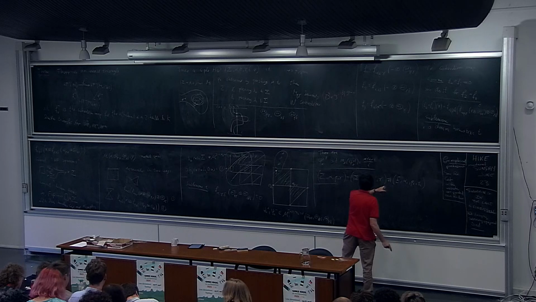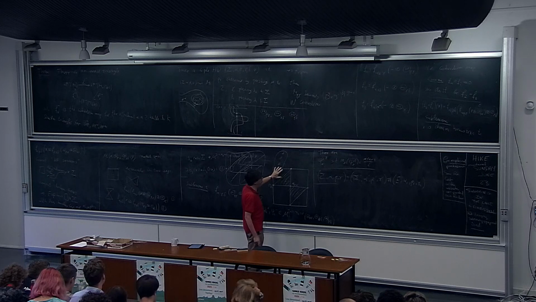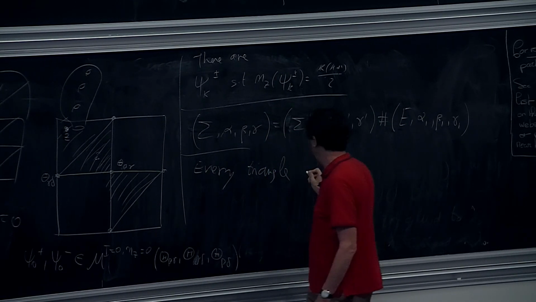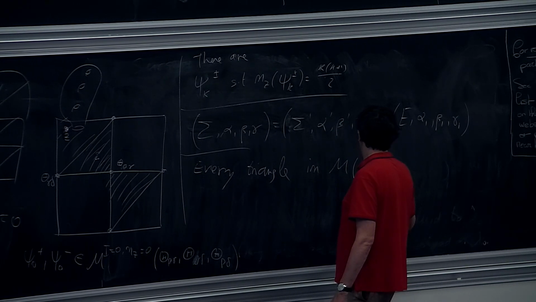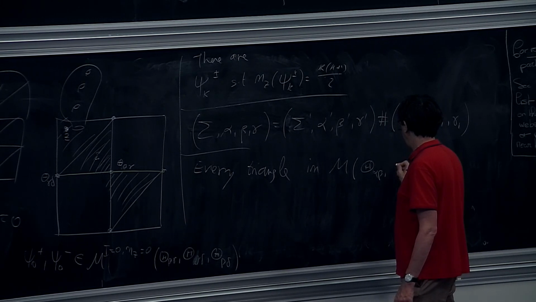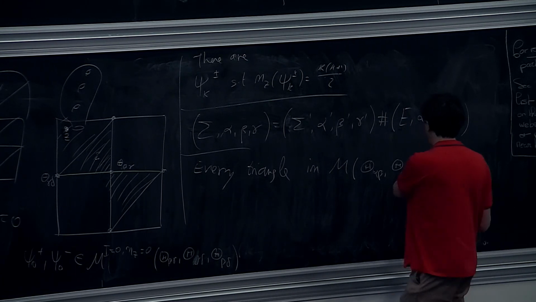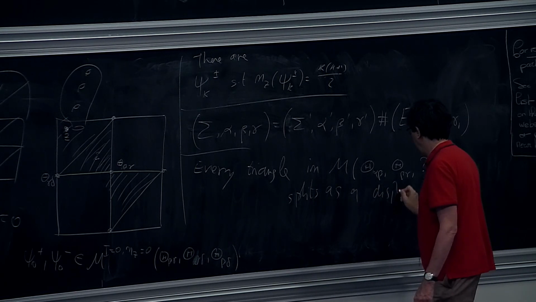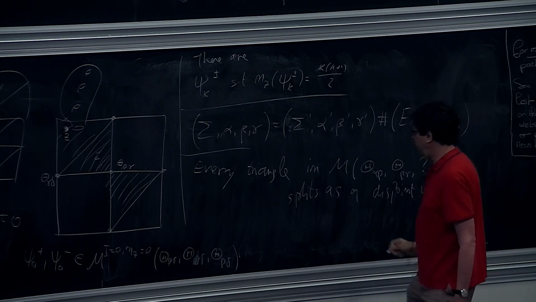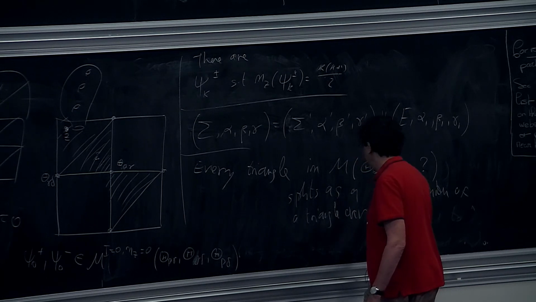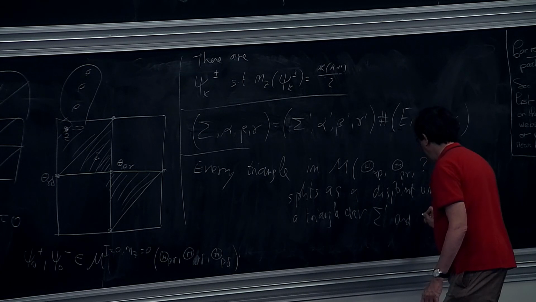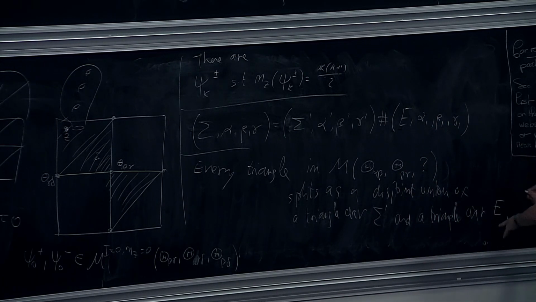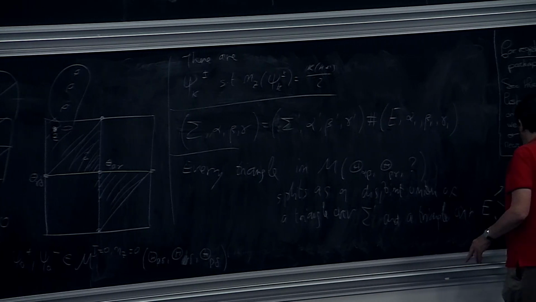So, okay, let's go back. We have a connected sum. We are not allowed to cross the boundary point, the base point, in the connected sum region, which means that every triangle in M theta alpha beta theta beta gamma and whatever we put here splits as a disjoint union of a triangle which projects to sigma prime and a triangle which projects to E. But the triangle which projects to E can be either psi minus, psi 0 minus, or psi 0 plus.